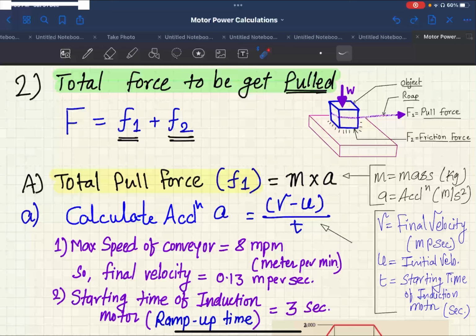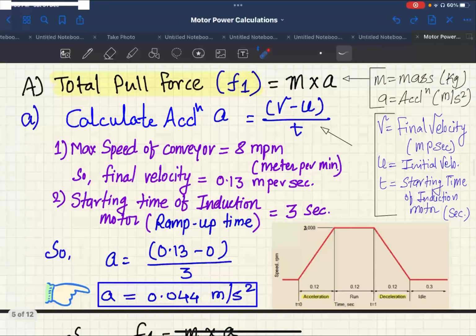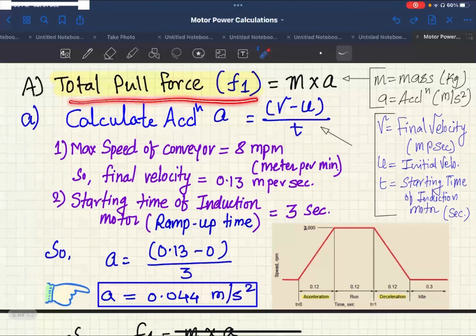Now while moving this object, it will create some friction between two surfaces, because the bottom surface is steady. To overcome this friction, whatever the force required to move this body is called a friction force. Total pull force is calculated with the formula of mass into acceleration. M equals to mass, which is calculated in kg, and A equals to acceleration, which is calculated in meter per second square.